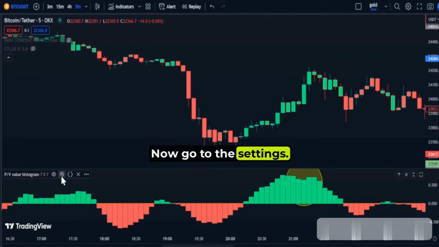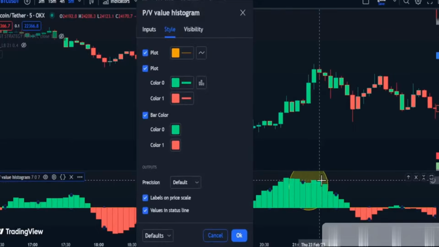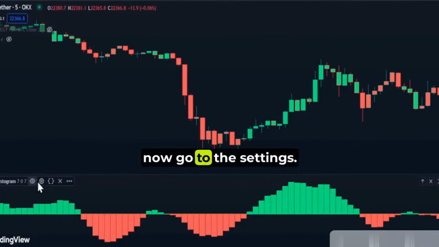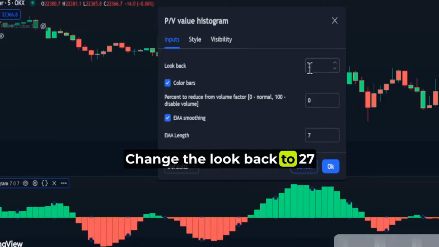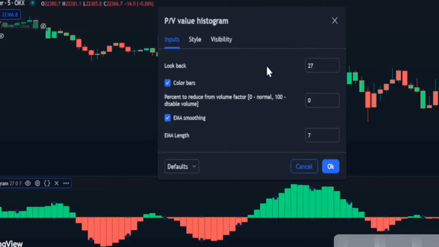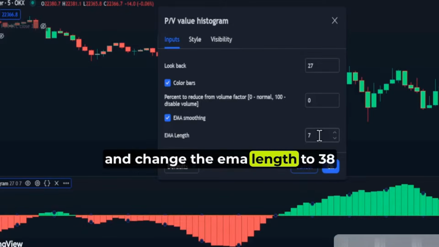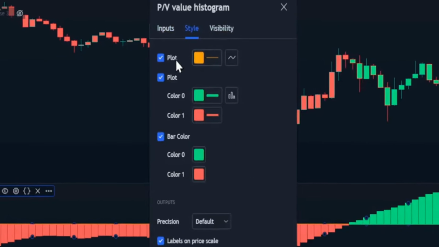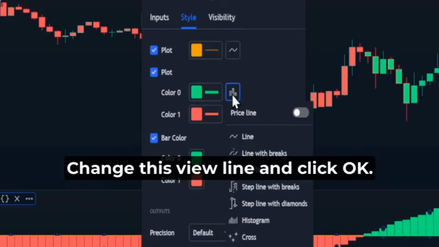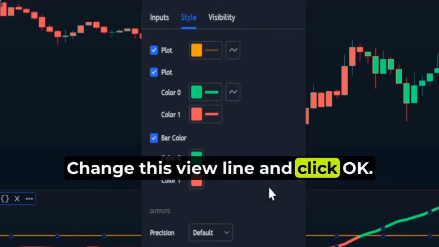Now go to the settings. Go to input, change the look back to 27 and change the EMA length to 38. Go to the style, change this to line and click OK.